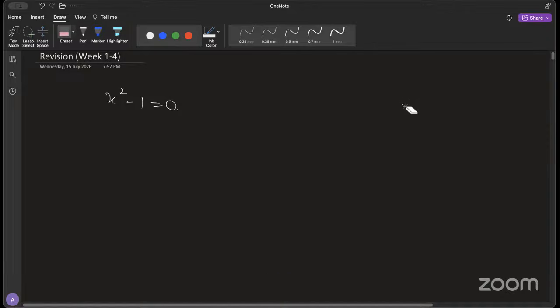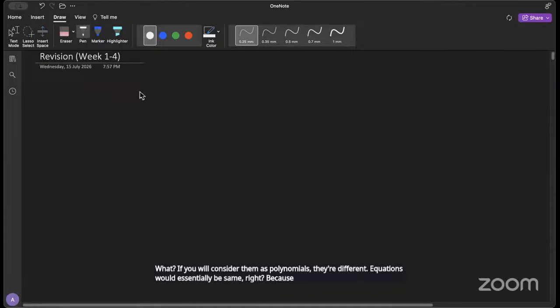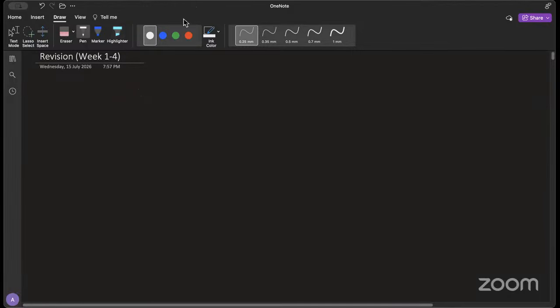So the equations are different. What if you consider them as polynomials? They're different. Equations would essentially be the same, right? No, ma'am, I am trying to say this about week 3 quadratic equations only. What's the question? I think you can multiply both sides by -1, and 0 into -1 would still be 0. So you can change the signs that way, I think.